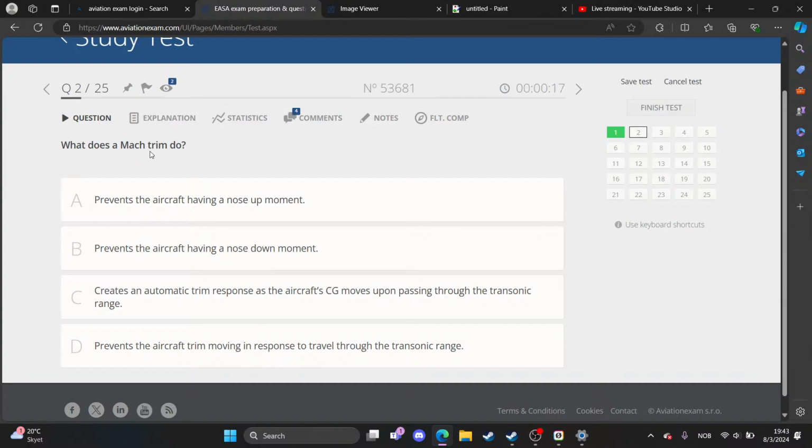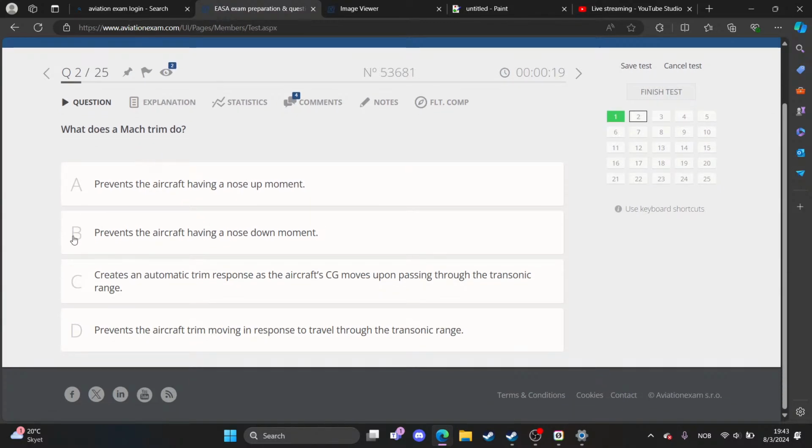What does Mach trim do? Prevents the aircraft having a nose down moment? Yes. Creates an automatic trim response so the aircraft CG moves upon passing blah blah blah? Nope. Prevents the aircraft trim moving and respond blah blah blah. This one.